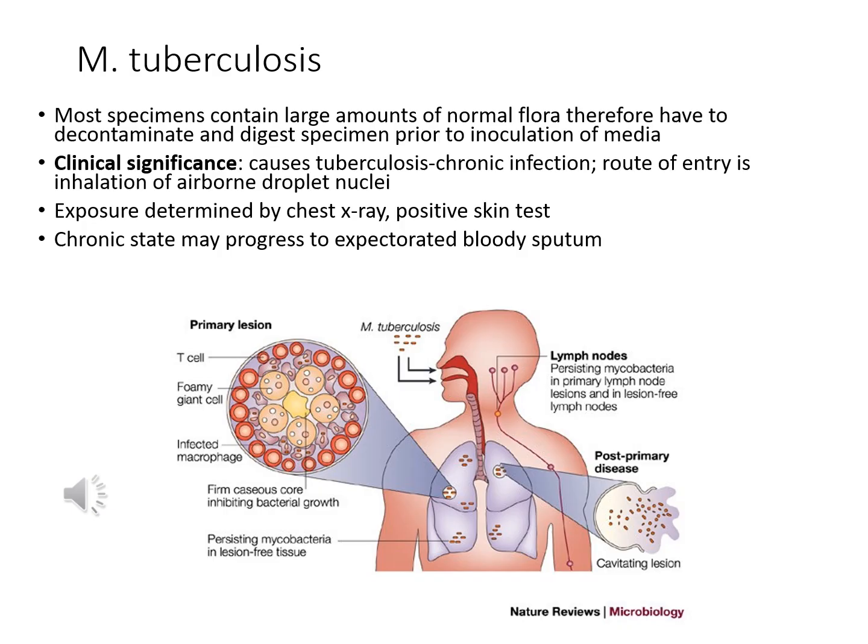Tuberculosis specimens contain large amounts of normal flora. Your most common specimen is going to be sputum. Therefore, you must do the decontamination and digestion procedure before it's inoculated to the agar.